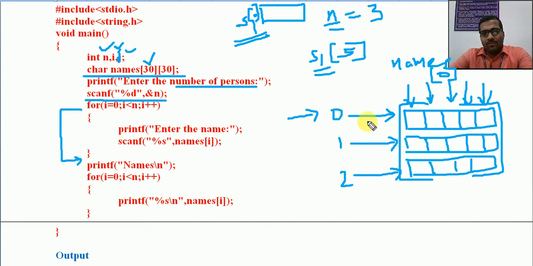Names is the name of the character array. So names of 0 actually points to this array, names of 1 points to this array, names of 2 points to this array. We need to traverse through these different character arrays present in the two-dimensional character array. That is why we are using a loop starting from 0 to 2. I want to process the 0th row, read the first row, read the second row. Hope it is clear.